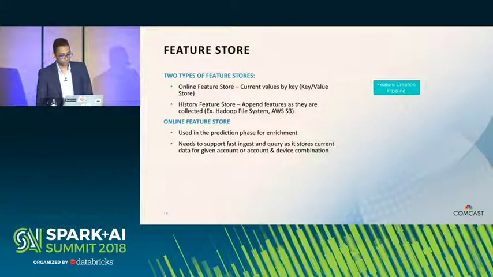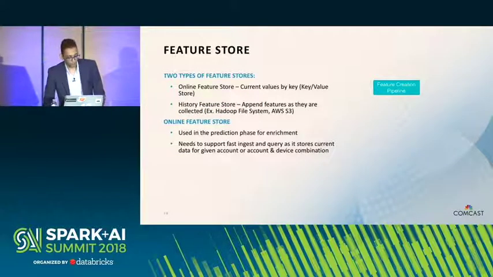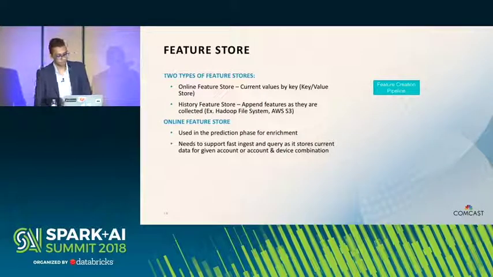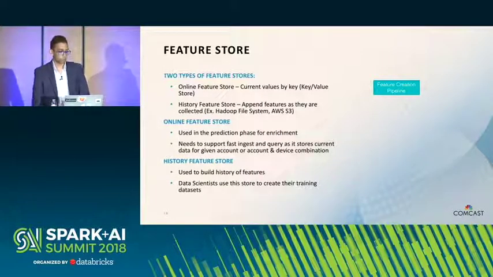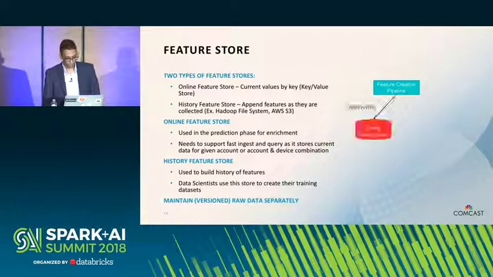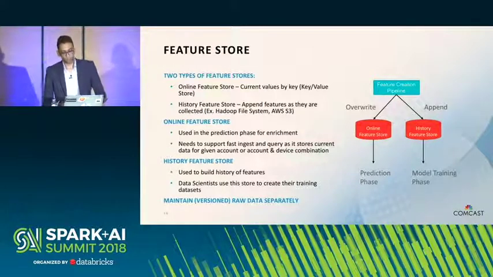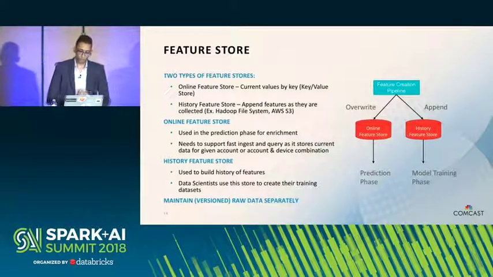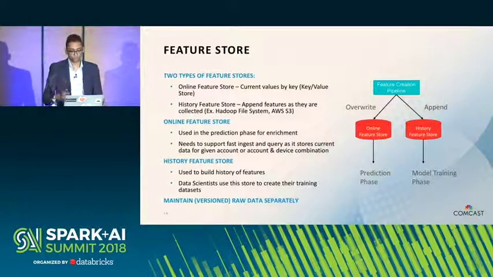So the online feature store is used, like I said, at prediction phase. It needs to be fast ingest and fast query. And our historical feature store can just be anything we dump into, so Alluxio or S3. And we also maintain our raw data separately. So our online feature store always overwrites data, so we always have the current value. And our historical feature store, we add everything to it. It's always appending.